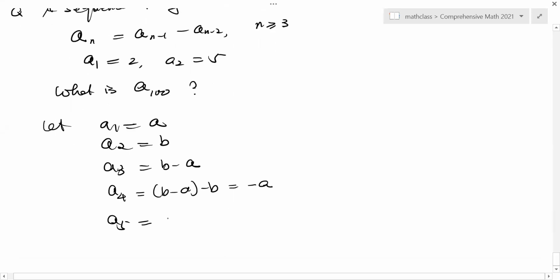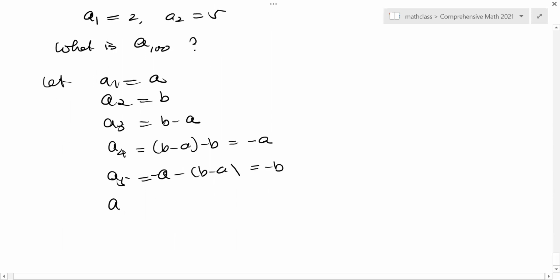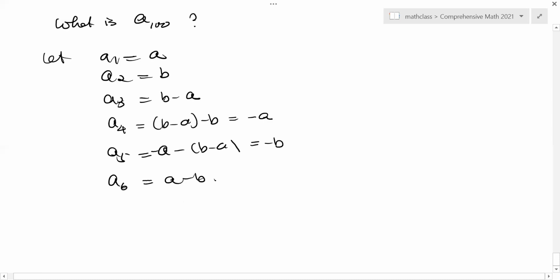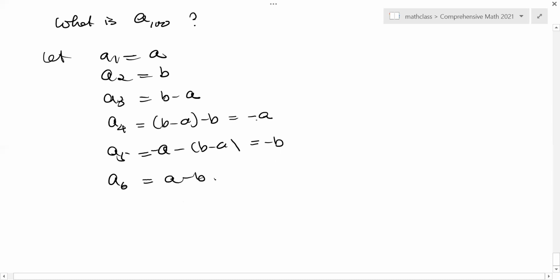A5 is going to be A4, negative A, minus A3, B minus A. And then I find out it's going to be just negative B. Wow, right? It's not like the coefficients are increasing. A6 is going to be the difference of this: negative B plus A, so it's A minus B. So you see A, B, B minus A, negative A, negative B, and A minus B.